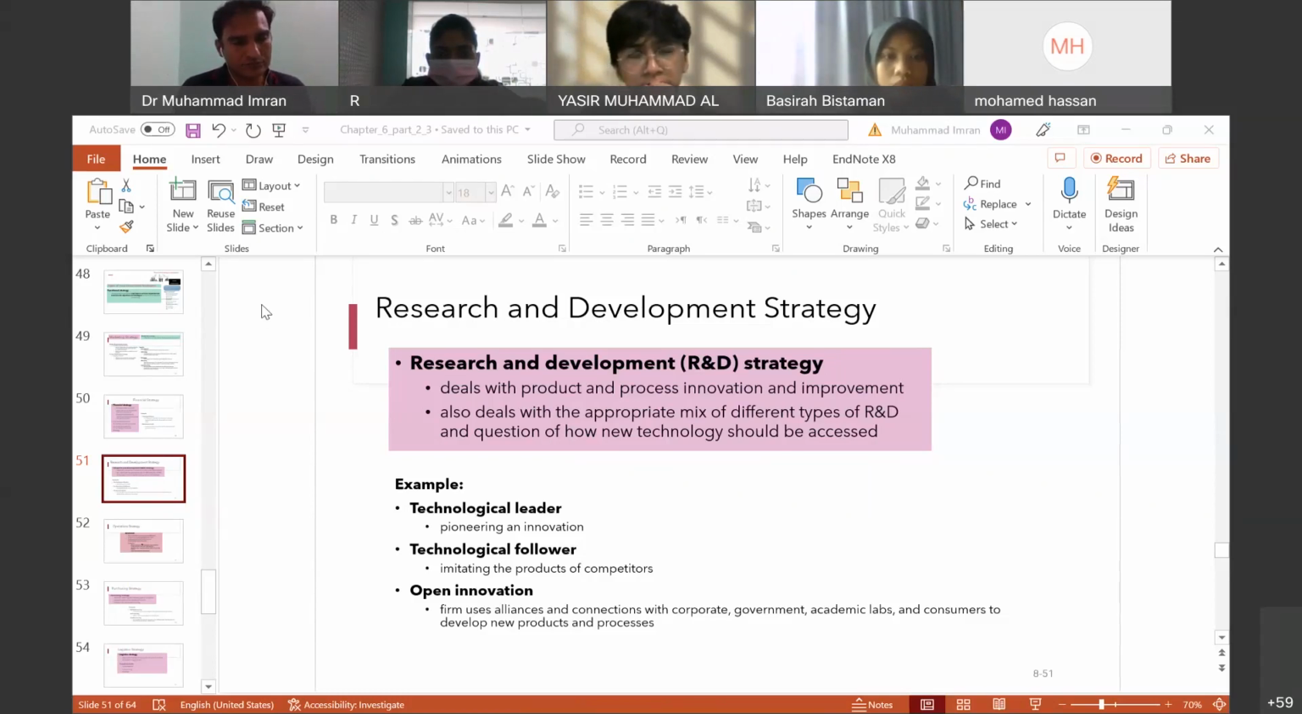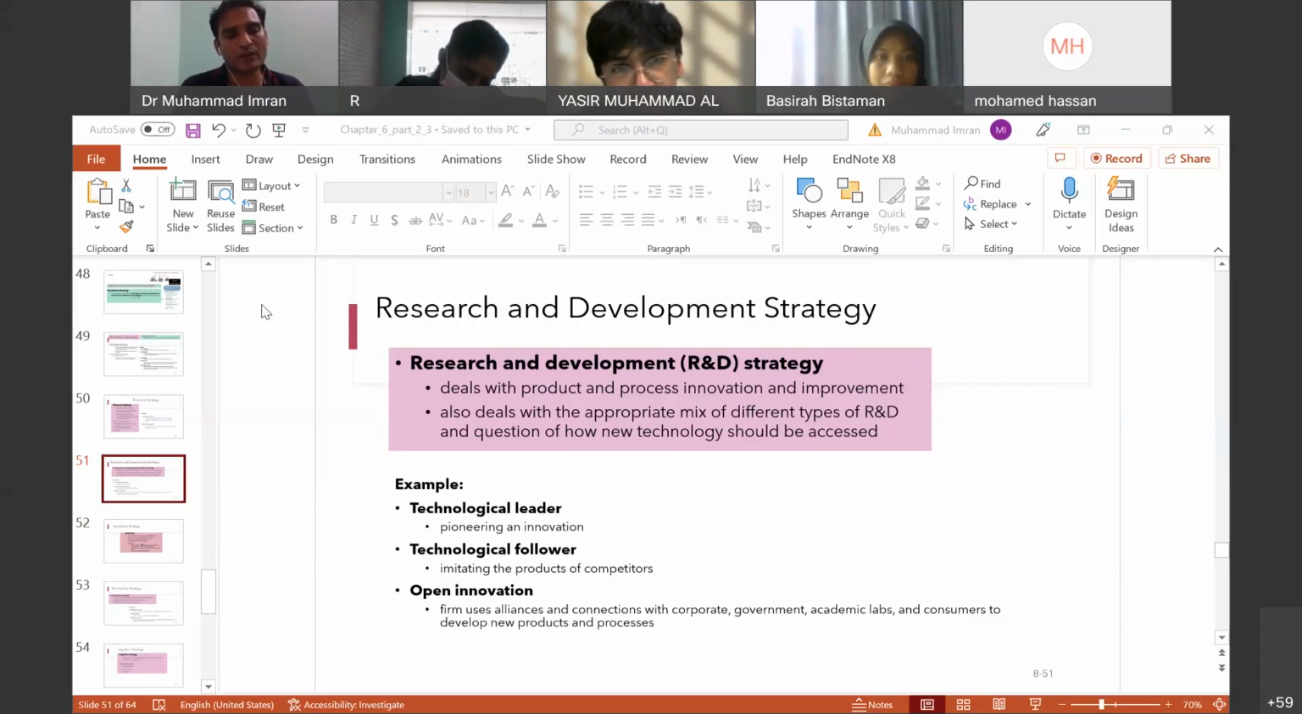Technological follower. Others might be following Apple, like Vivo, Oppo, with a pessimistic approach, not optimistic. They are reactive, they are working reactively. This is a technological follower.